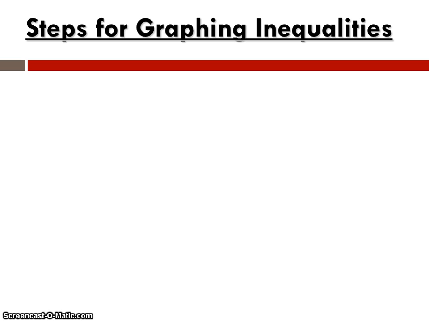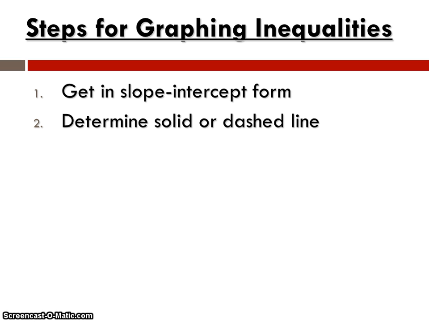Steps for graphing inequalities. You need to make sure that you know this so that you can graph these inequalities correctly. And if you follow these step-by-step rules, you will be able to do this without an issue. The first step is to get the formula or equation in slope-intercept form. And of course, we know that we do that by solving for y. Step 2 is we're going to determine whether it is a solid or dashed line, and we're going to talk about how you determine that here in a second.